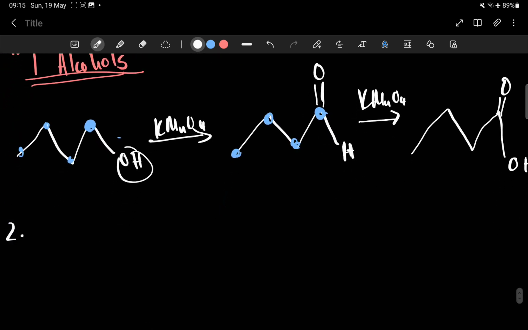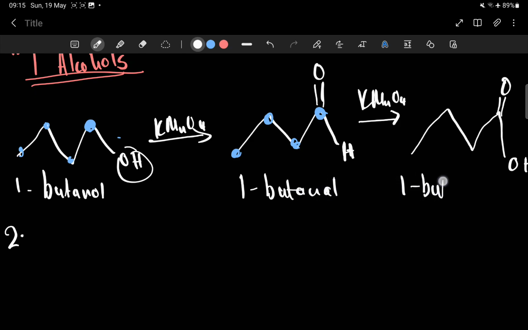Now, number 2 way of making a carboxylic acid. So in here, what did we have? 1, 2, 3, 4. This was butanol, 1-butanol, and then this is 1-butanoic acid. So butanoic, then you say acid. Anoic acid is what we say for carboxylic acid.